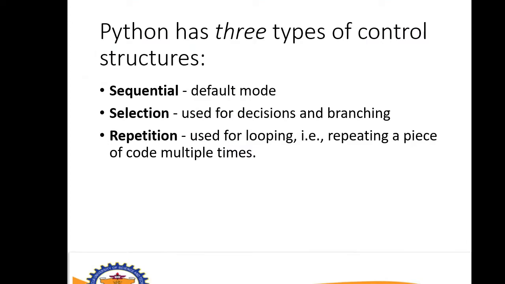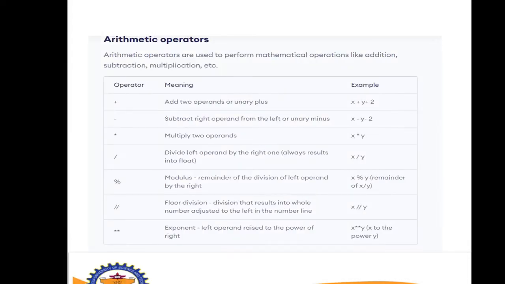Okay, so Python again has three types of control structure. Sequential, the default mode, usually, or the simplest form, like we said in the previous slide. Selection is used for decisions and branching. The most common and basic one we use for selection is the if-else condition. And then we also have repetition, also known as iteration. They have the same meaning. It is used for looping, repeating a piece of code multiple times. You have already encountered all of these, class, right?